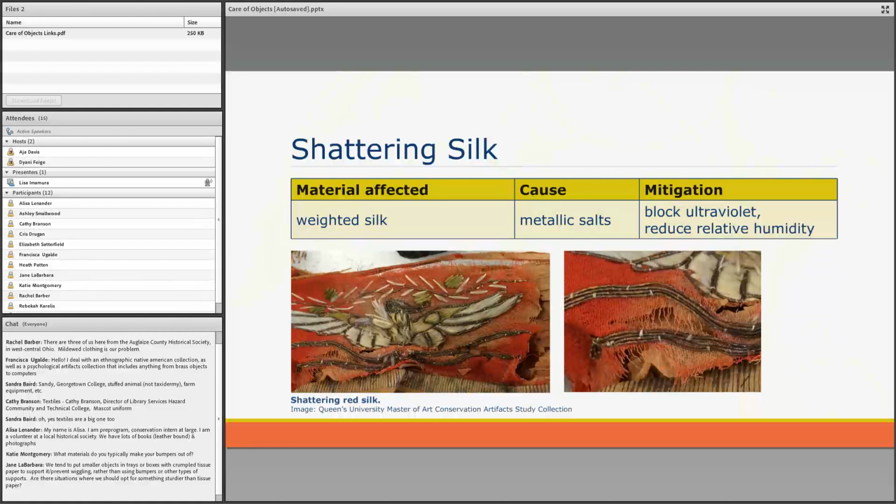Sometimes the thread in one direction will preferentially deteriorate, and you end up with these unsupported parallel threads rather than a woven fabric. And obviously, that's much more physically delicate than a full textile. The remaining threads are also very brittle, so I don't know of any treatments at this time that address the chemical root of the problem, but textiles conservators should be able to provide some physical support to protect the remaining silk. Shattering is accelerated by ultraviolet radiation and elevated relative humidity. So those are both things that you can reduce to increase the life of these old silks.